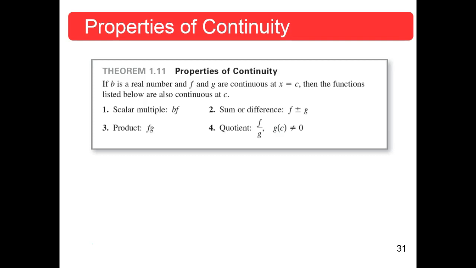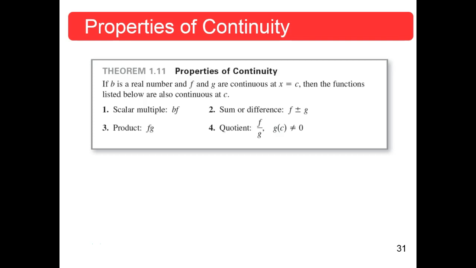Now the quotient. Be careful with the quotients. The quotient f divided by g is a continuous function as long as g of c is not equal to 0. Now remember, we're only looking at the point c. If g of c was 0, not going to happen. But if g of c is anything other than 0, f divided by g will also be continuous.